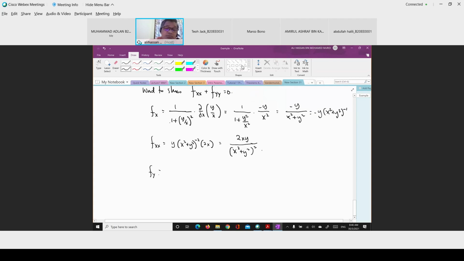Next, we calculate f partial y. Again, using the chain rule, we will get this result. Then we want to differentiate y over x with respect to y. That is easy, right? So we have 1 over 1 plus y over x squared times, with respect to y, it's just 1 over x. Yeah, it's just 1 over x, right?